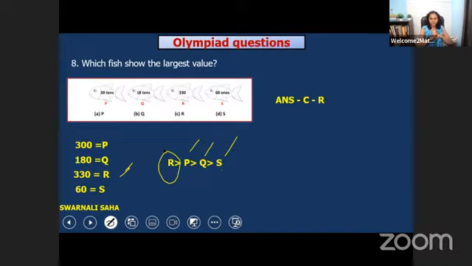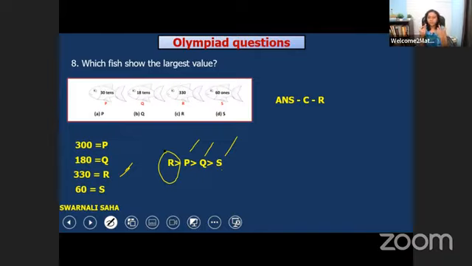R. Very good, very good. Option C is the right one. R is showing the largest value. In this way, we have to find out your question whenever you get some in Olympiad exams. So fast you can find out. Just watch. 310s, you can do it mentally by practicing. So lots of practicing is very important.